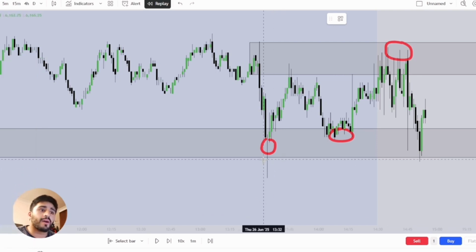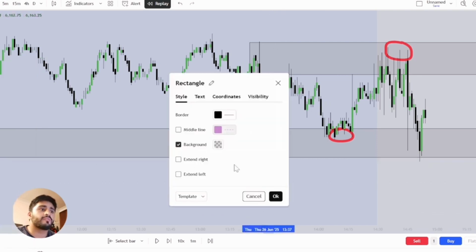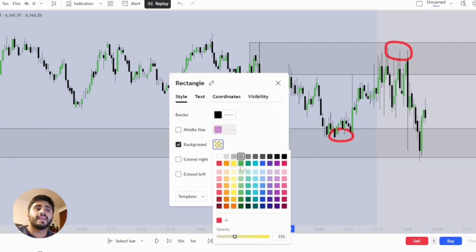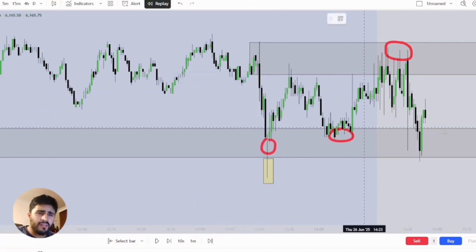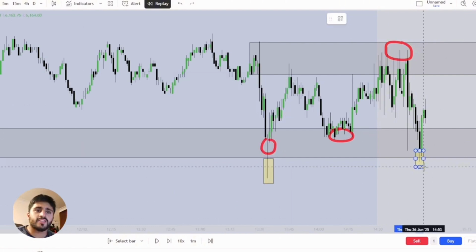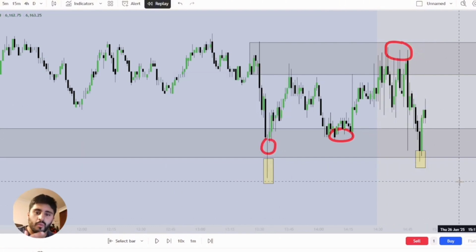A wick below our zone. So I had a question recently, right? If price wicks below your zone, is that an invalid zone? Well, the answer is you've got to think about what a wick actually is, right? Most traders don't understand what a wick actually is.